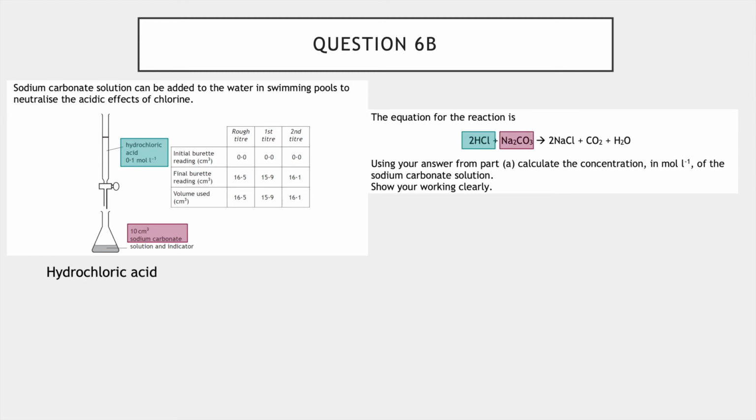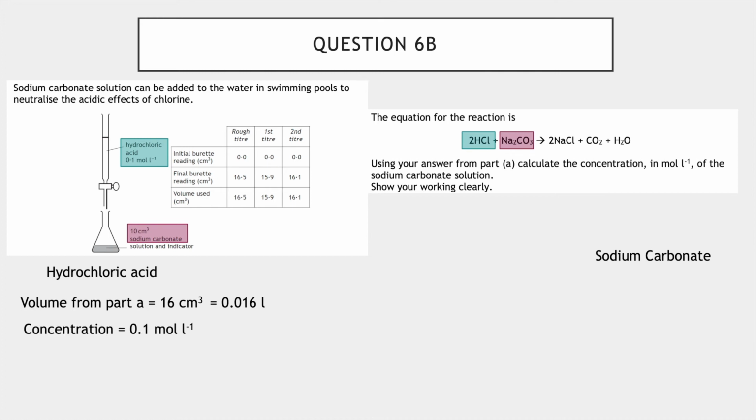So let's split our page up. We'll do hydrochloric acid on the left and sodium carbonate on the right. So our volume from part A is 0.016 litres. Now I've turned that into litres. We also have a concentration of 0.1 moles per litre. So what does that look like? Your number of moles is concentration times volume, which gives you 0.1 times 0.016, which gives you a number of moles of 1.6 times 10 to the minus 3 moles.